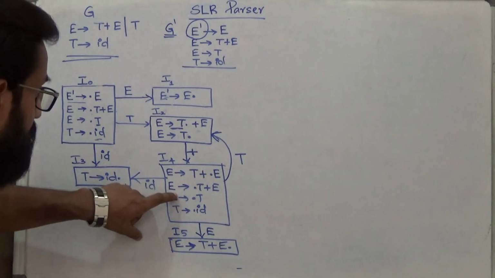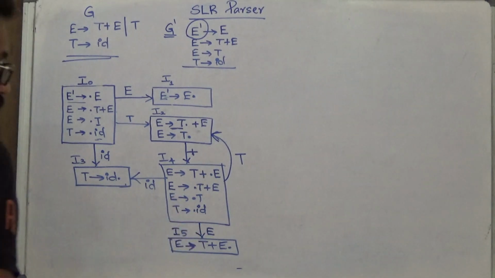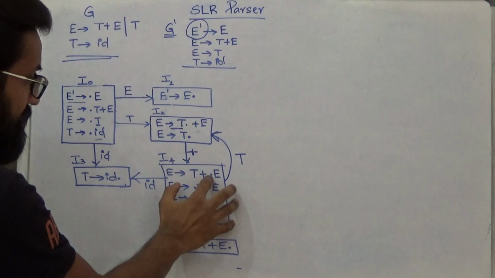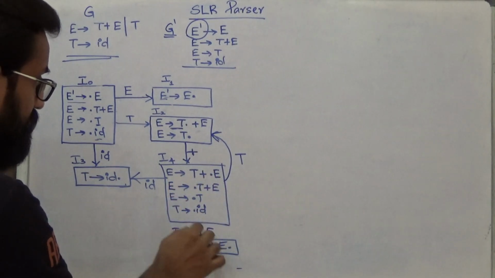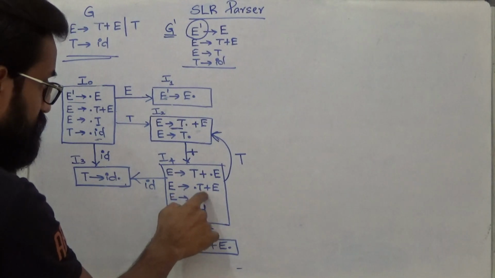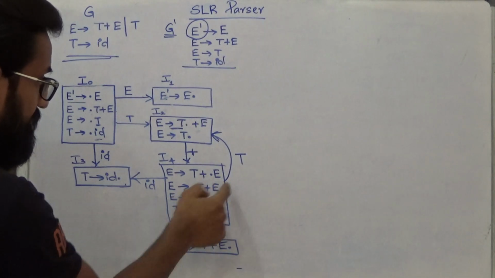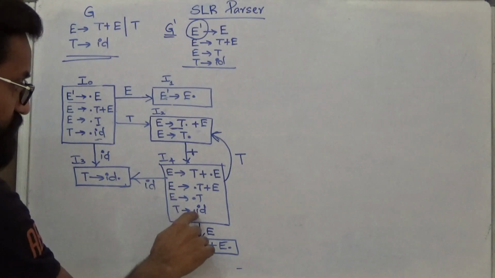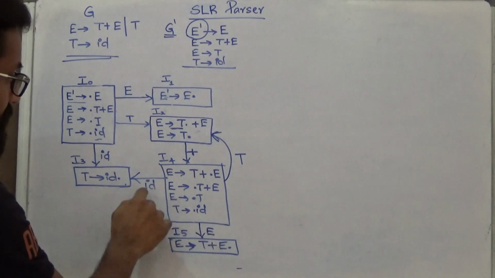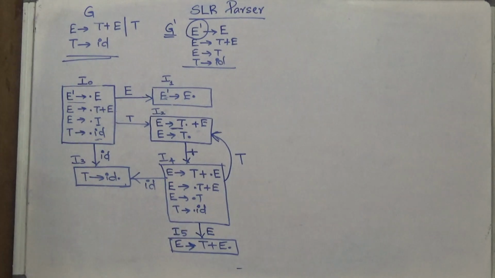Here you can identify three transitions. You can identify right hand sides containing dot followed by E, so you can have a transition corresponding to E. You can identify items whose right hand side contains dot followed by T, so you can have a transition corresponding to T. You can identify items whose right hand side contains dot followed by ID, so you can have a transition corresponding to ID.